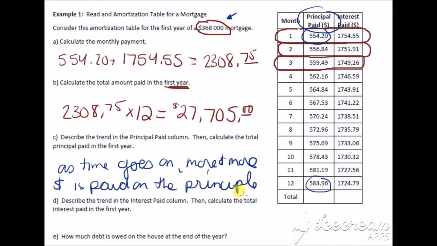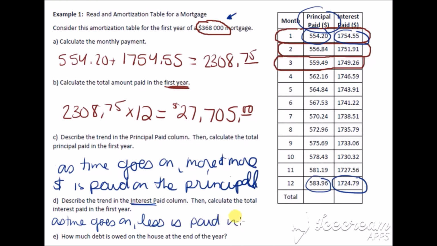The principal, oh, it's AL. All right, describe the trend in the interest paid column. So 1754, and then it goes all the way down to 1724. Okay, so as time goes on, less is paid in interest. Okay, I'm going to box that because I'm going to put this still.